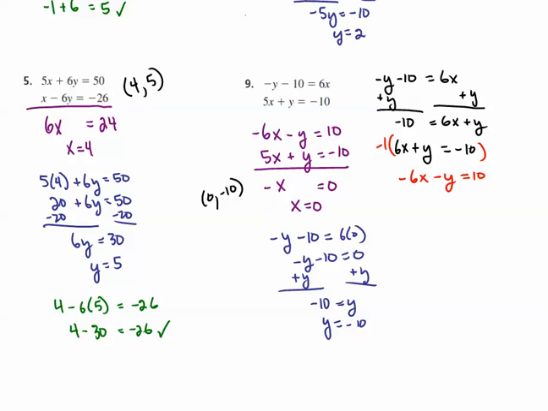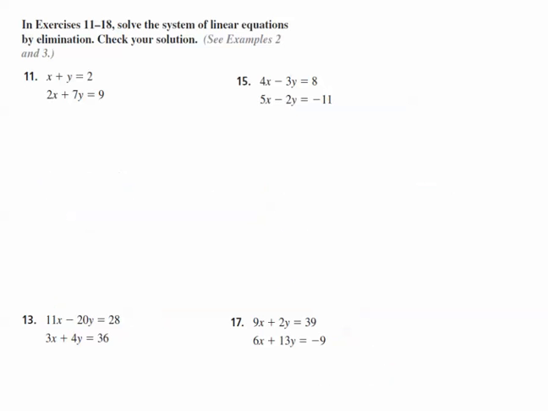And now I'm going to try both of those in the second equation. 5 times 0 plus negative 10. Does that equal negative 10? Well, 0 minus 10 is negative 10, and so that checks. We'll go on to some more of these problems.